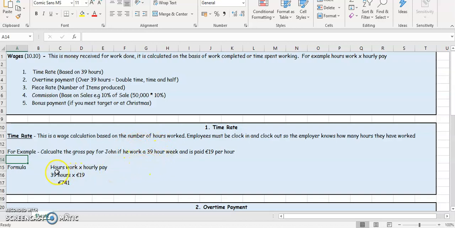So to calculate, you're going to take the hours worked multiplied by the hourly rate. So the hours worked here in this example is 39 hours. The hourly rate is 19 euro. So you multiply the two of them together and you get 741. So you put into your calculator 39 hours multiplied by 19 and you get 741. So that's how much he will get paid each week he works a 39-hour week. And that's how you calculate your time rate.